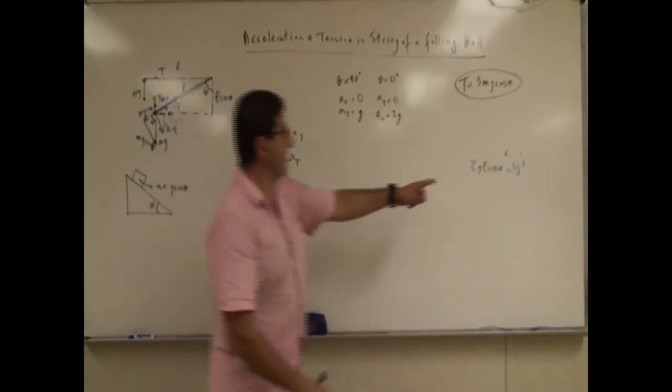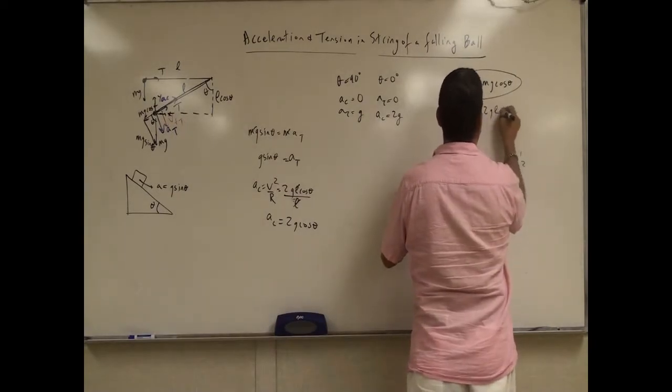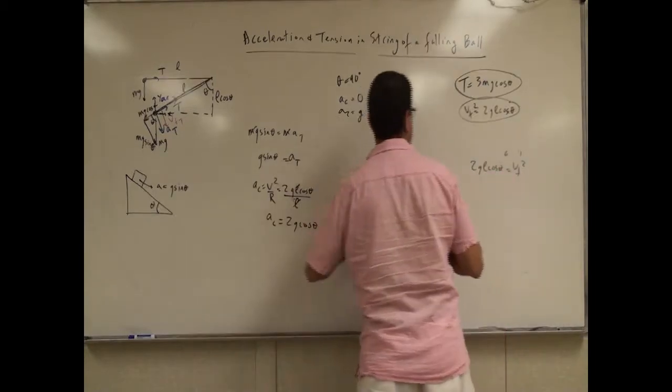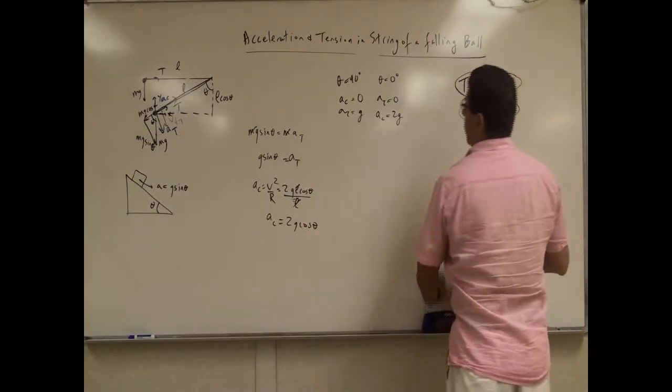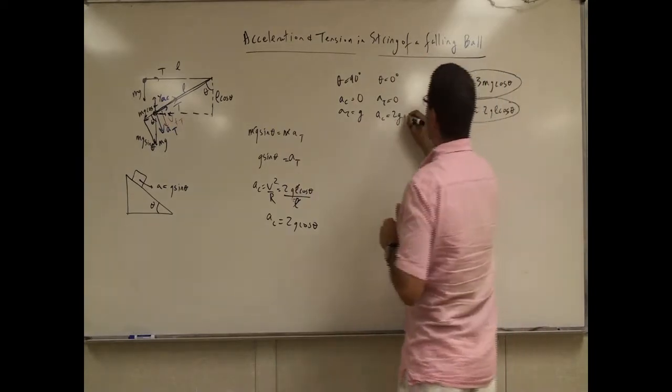So it's just going to be 2g. Okay, what's going to be the V final squared? V final squared is going to be equal to 2gL cosine of theta. That's the general equation. So the A centripetal is going to be 2g. That's interesting, right? So it's going to be 19.6 meters per second squared.